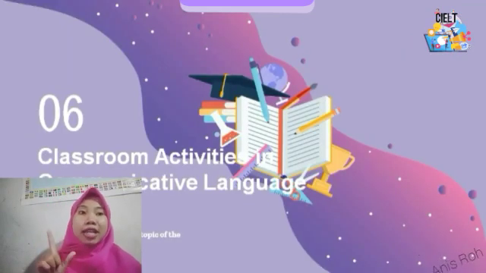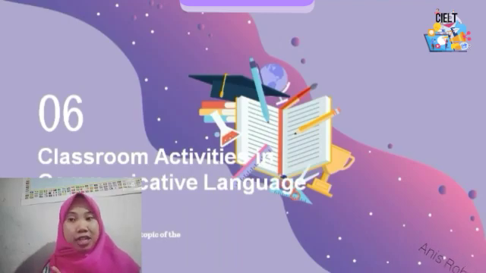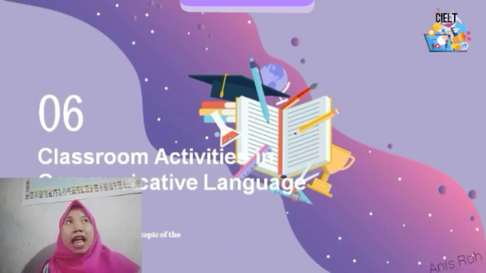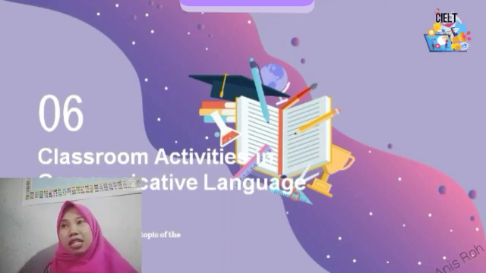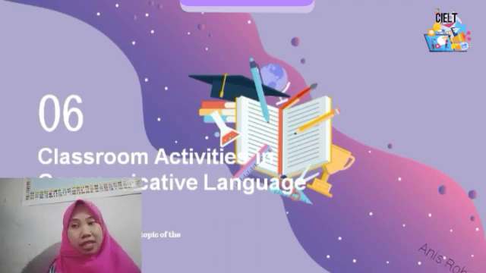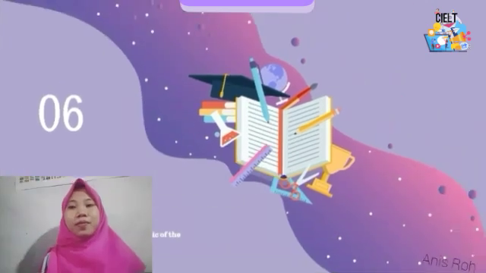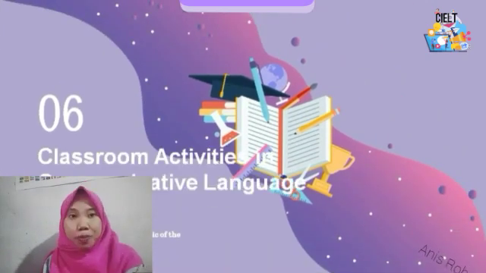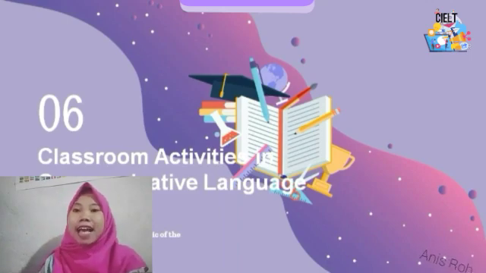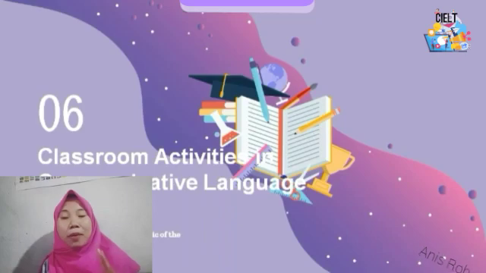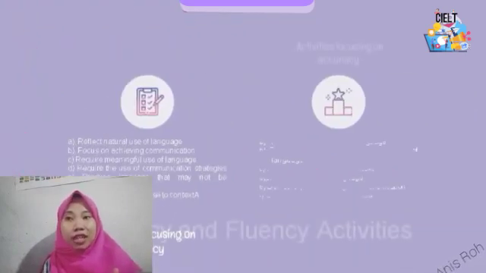Okay, number 6 is classroom activities in communicative language teaching. Classroom activities are activities we implement for CLT in English teaching, in the English lesson. Next, it is narrowed to the accuracy and fluency activities.